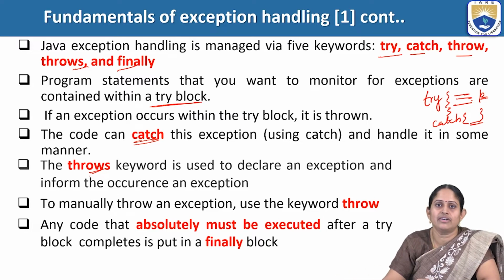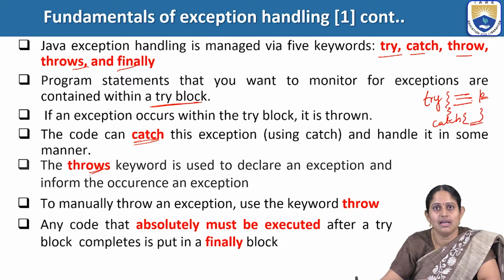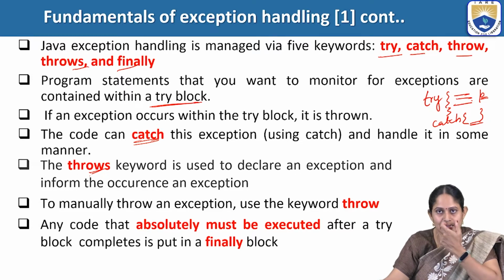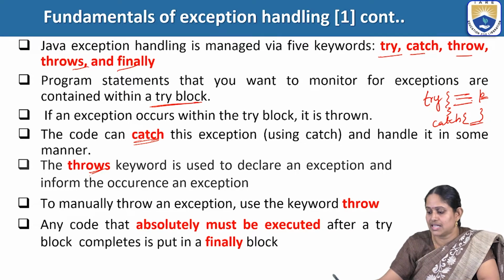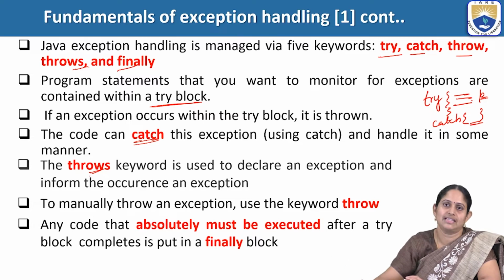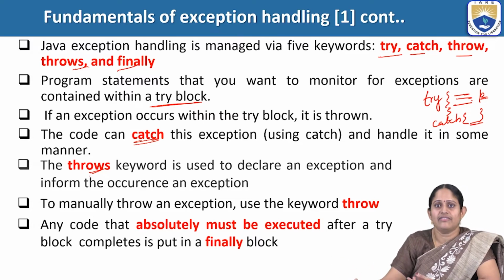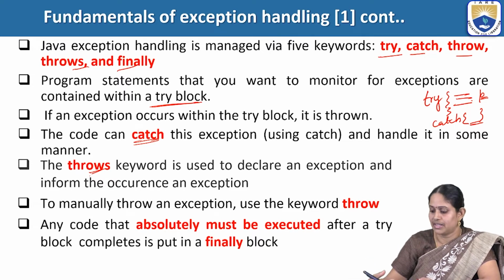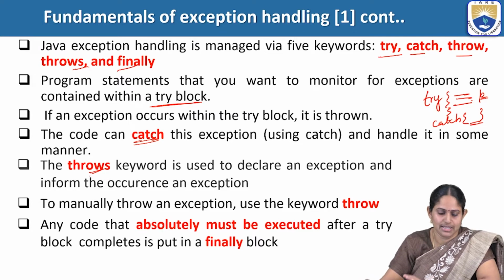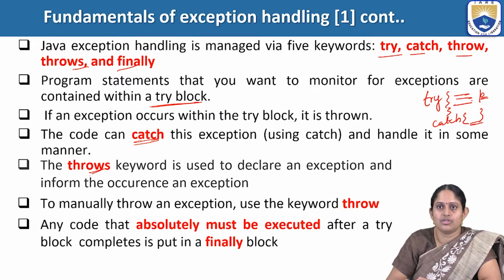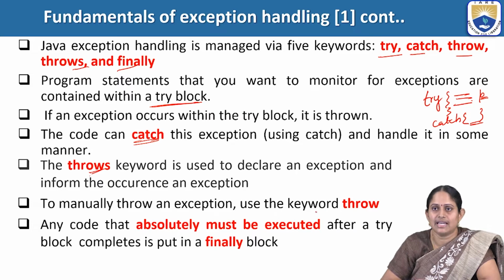So the throws keyword can be used along with a method or any class. While declaring a class, you can say that this class A throws so-and-so exception. Like that we can define it, so that we are telling it in advance. We are informing about the occurrence of an exception so that we can provide an exception handling mechanism for that. So that is the use of the throws keyword, which is used to declare an exception.